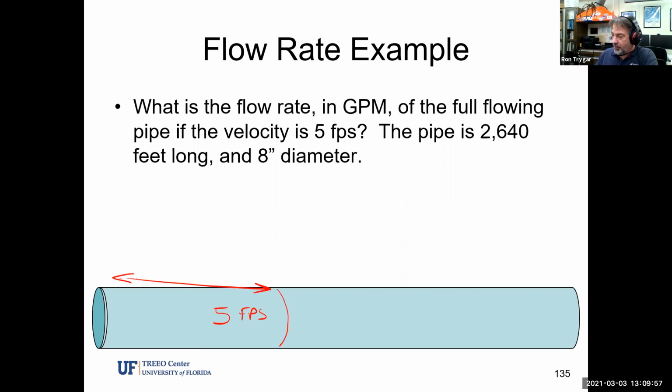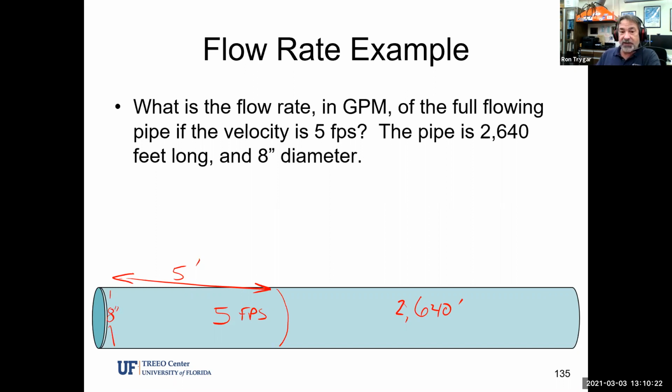I'm just going to draw up here and say 5 feet. So 5 feet per second. So it's moving through this line at that flow rate. And the pipe is 2,640 feet long, and 8 inch here is 8 inch in diameter. All right, so we've got a little bit of work to do.